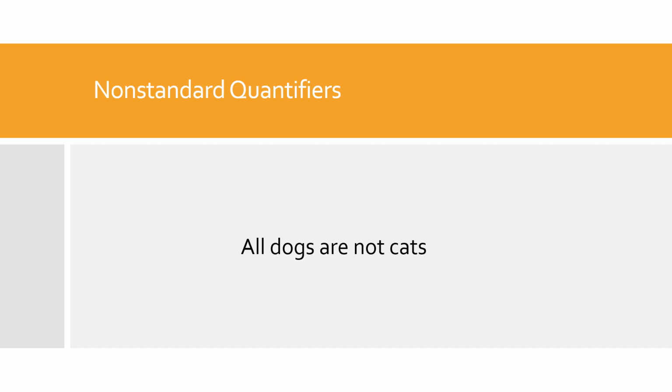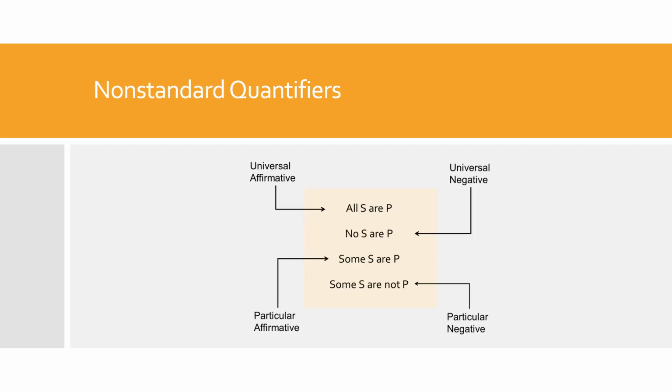And the problem can be easiest found by simply looking at our 4 possible forms. Notice, we can only have 4 possible variations on a standard form categorical proposition. All are, no are, some are, and some are not. And the problem, of course, with all dogs are not cats is that it is actually not going to be one of our 4 standard forms.